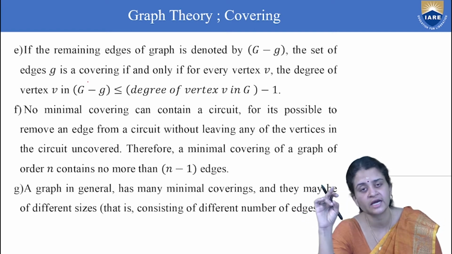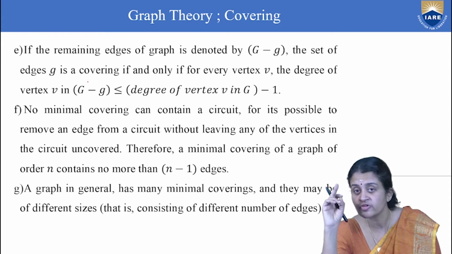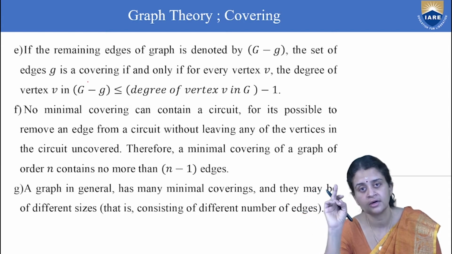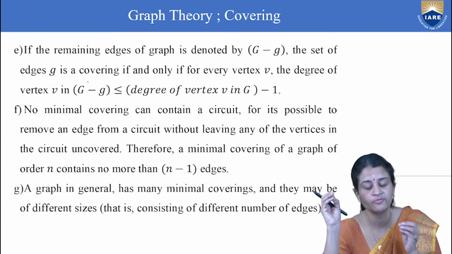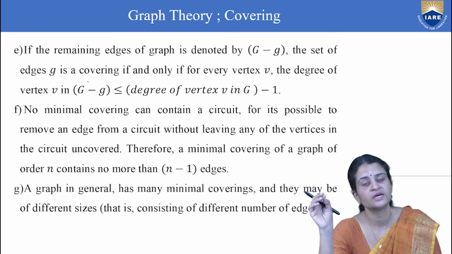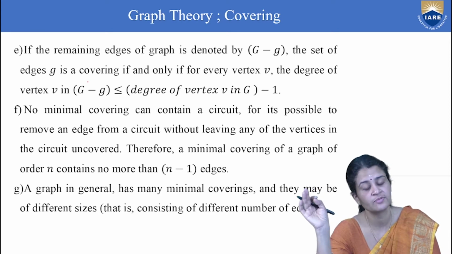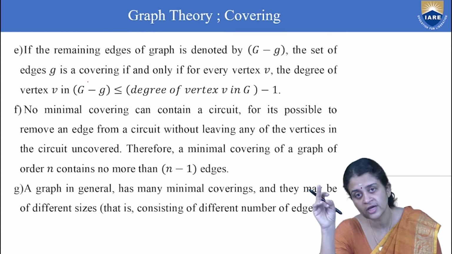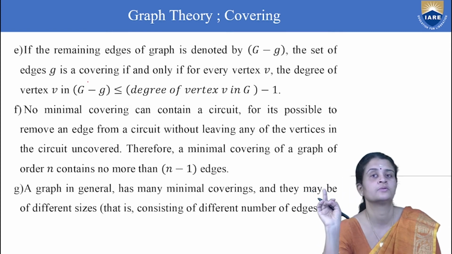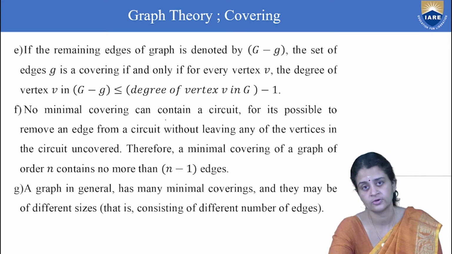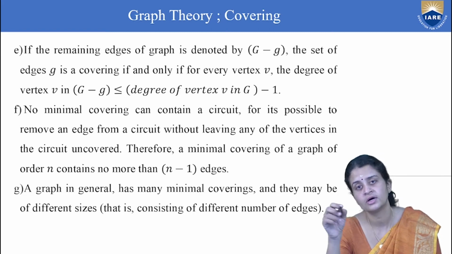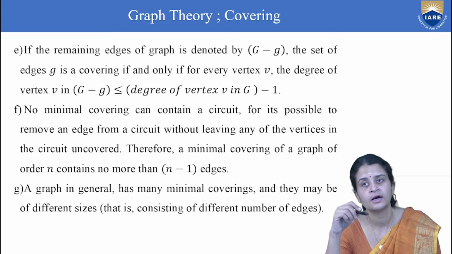Because a covering means it should be incident with every vertex in that graph. Okay, so in G minus g, taking any vertex v, the degree of that vertex in G minus g will be less than or equal to the degree of that vertex in the original graph minus 1. Now, can a minimal covering contain a circuit? No. If we have a circuit, we can easily remove one edge without leaving any vertex uncovered.